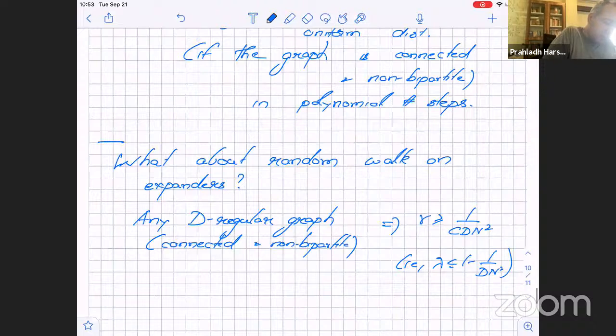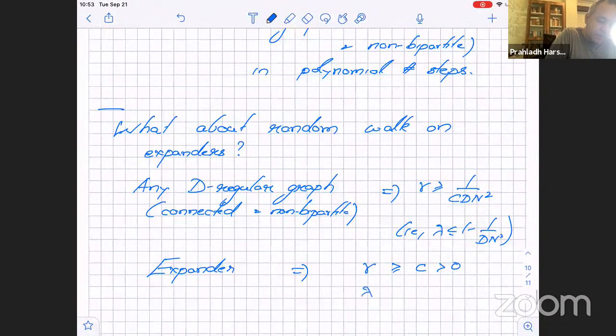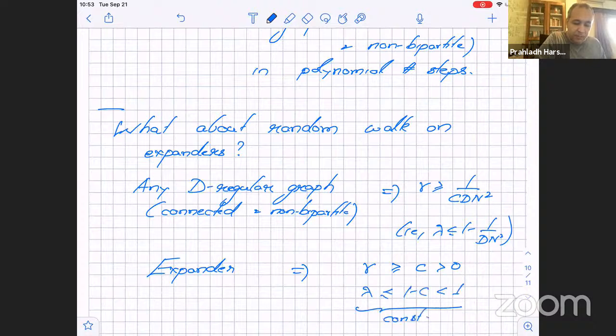What's the difference if you go for an expander which is d-regular? Then gamma is actually larger than some constant c which is greater than 0. In other words, lambda is less than some 1 minus c which is strictly less than 1. Here you have a constant. The thing to notice is this is constant instead of being some inverse polynomial.